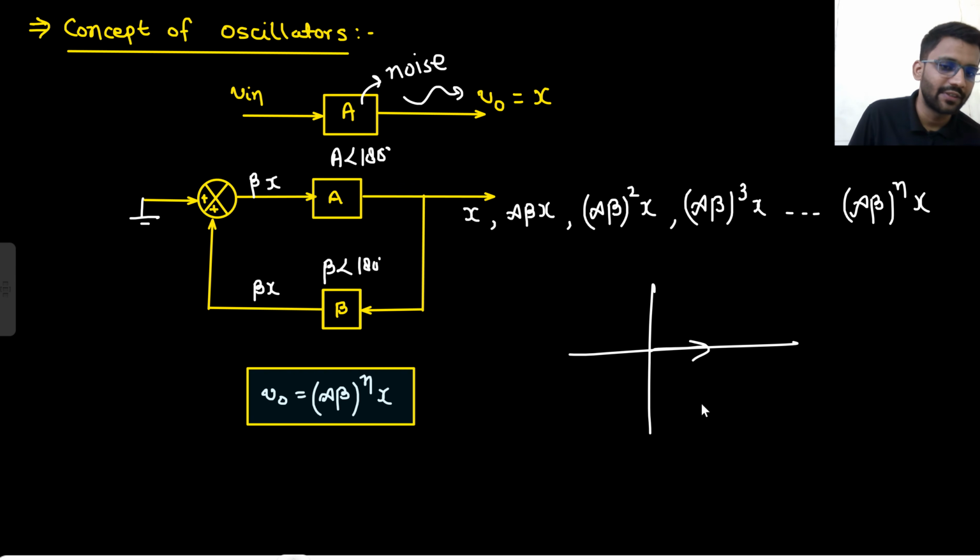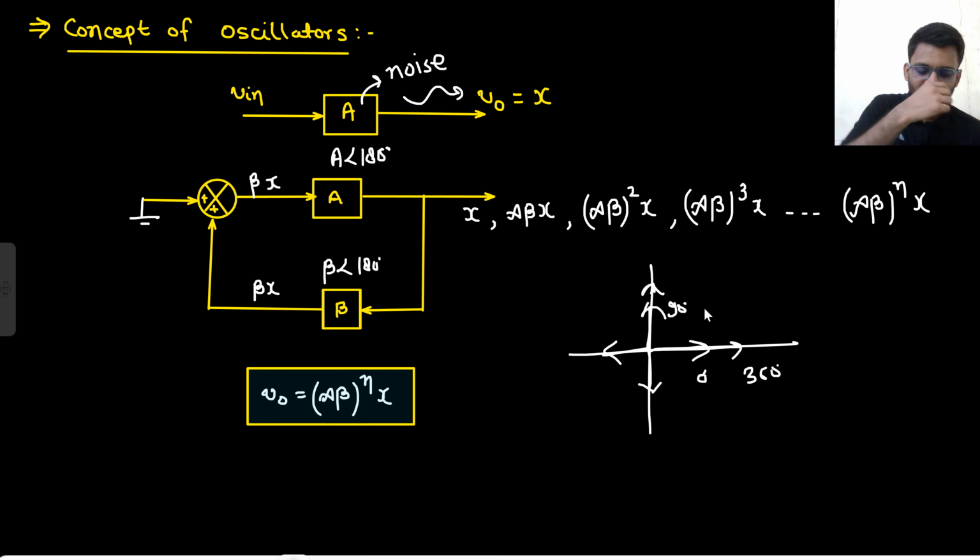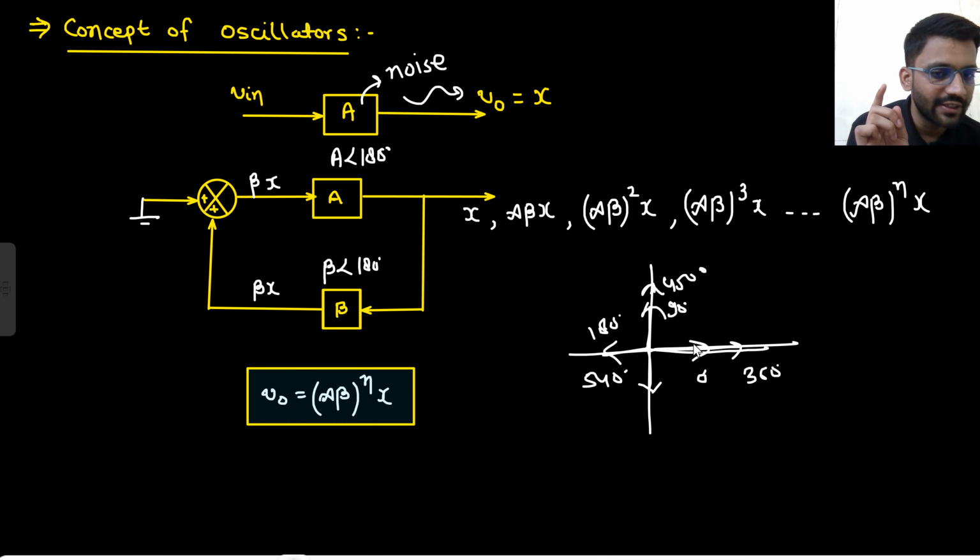This is 0-degree phase shift. This is how much phase shift? 90-degree. This is how much phase shift? 180-degree. And this is how much phase shift? 270-degree. This is again 360-degree, 0-degree phase shift. Now this was 90. 90 plus 360, whatever it is, 450, right? And then 540 or 180. So I want only 0-degree phase shift.